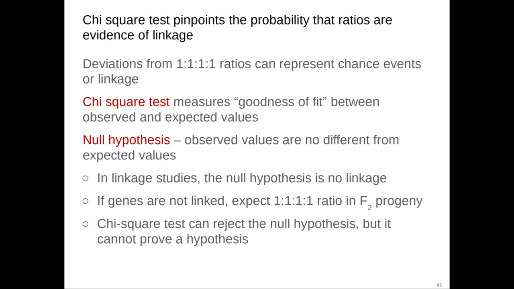However, we can use a chi-square test to reject this null hypothesis, but it can't provide us with a hypothesis. So that's kind of an important thing, right? When you think about what hypothesis testing is commonly used for, it's usually to reject your null hypothesis and accept your hypothesis, or to reject your hypothesis and accept the null hypothesis. In the case of a chi-square test, in terms of genetics, we can really only reject our null hypothesis. And our null hypothesis is that there are no differences from expected values. So there's no deviation from Mendel's independent assortment.